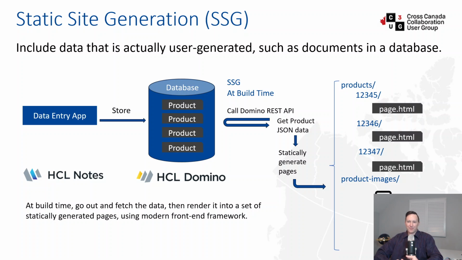So on this diagram, you'll see in the middle is a database, say it's a Domino database with products in it, a whole bunch of products. And maybe it was managed, so this is user-created content, user-created data entered by end users through a data entry app. Maybe it was a Notes client app, maybe it was a web-based app through whichever tech you're using for that, against Domino. In any event, the data is stored in Domino.